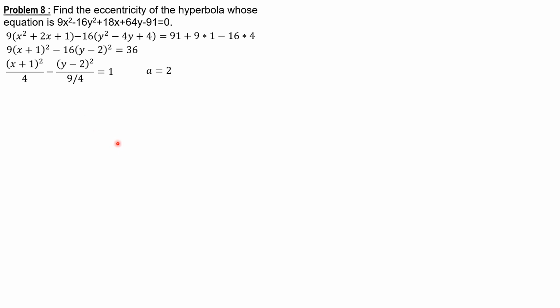X plus 1, so A is 2, B is 3 halves, because 9 over 4 is (3 halves) square. So C is the square root of A square plus B square, or C square equals 2 square plus (3 halves) square. So C is 5 halves, or 2.5. So the eccentricity therefore is C, 2.5, over 2, and that is 5 fourths, or 1.25.